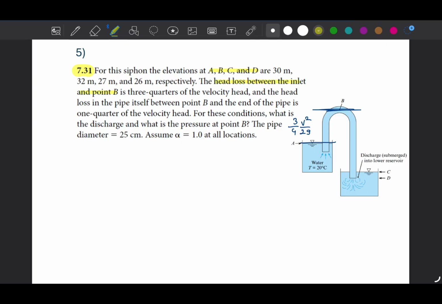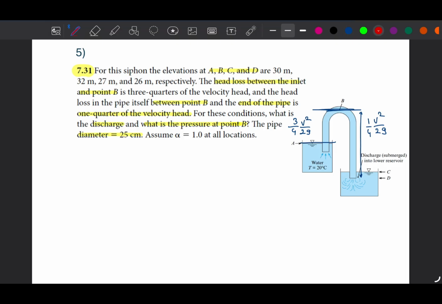And the head loss in the pipe itself between point B and end of the pipe is 1/4 of the velocity head. So this means from B to D, we have 1/4 V square over 2G. And for these conditions, what is the discharge and what is the pressure at point B? The pipe diameter is 25 centimeters.